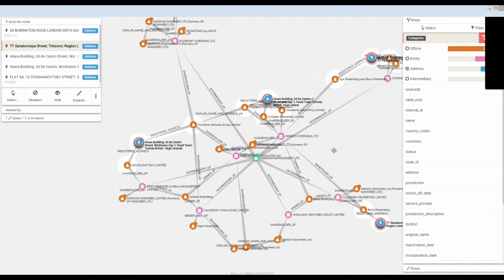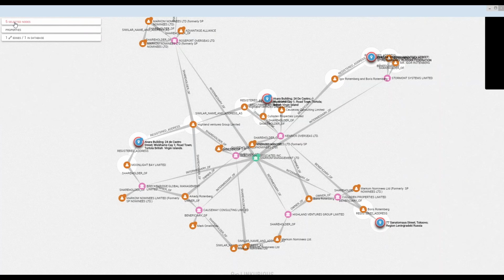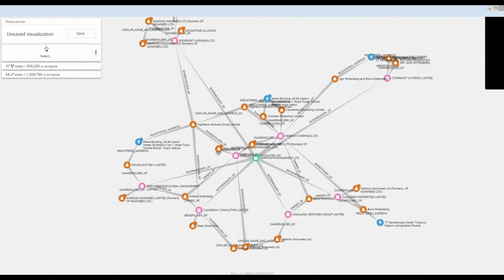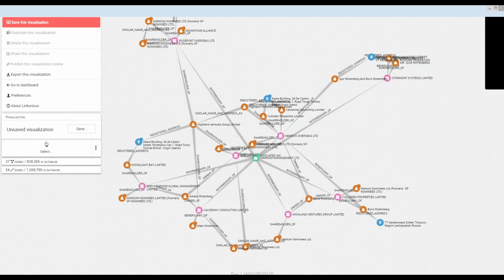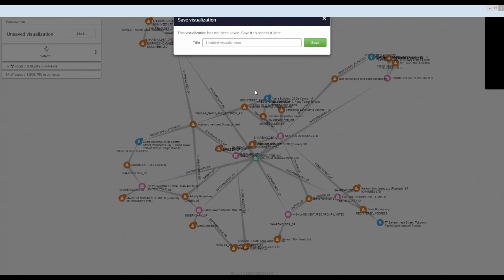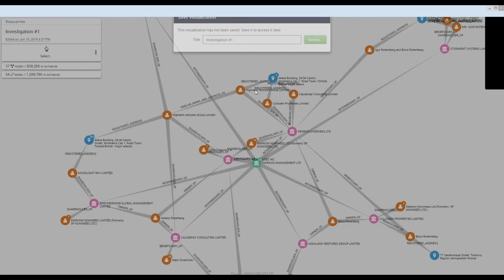So it's very easy, as you can see, to go from a starting point to a clear understanding of how a certain person is connected to other entities, and then take actions from here. So I'm going to close this panel here, collapse this panel here, and now I'm going to perhaps save the visualization, give it a name. That investigation has now been saved.